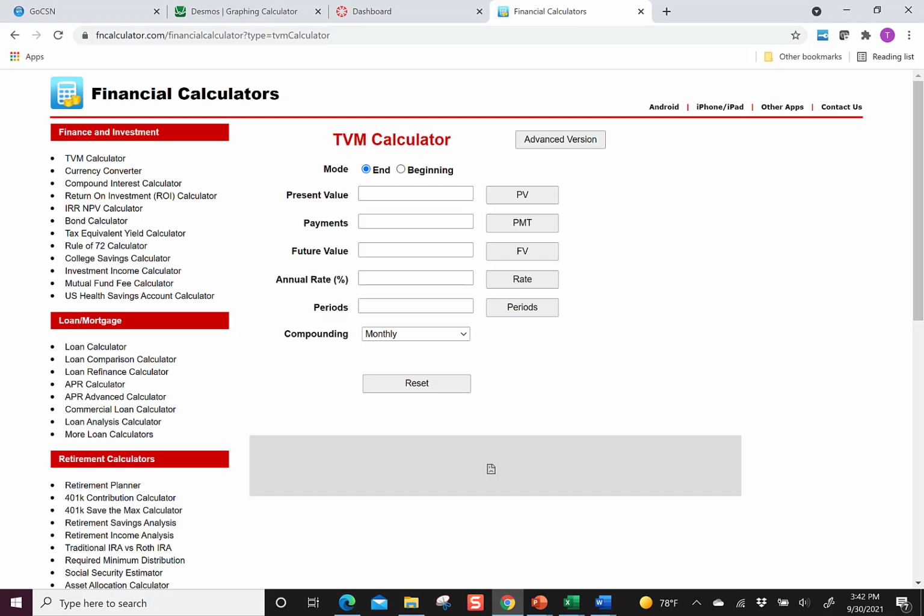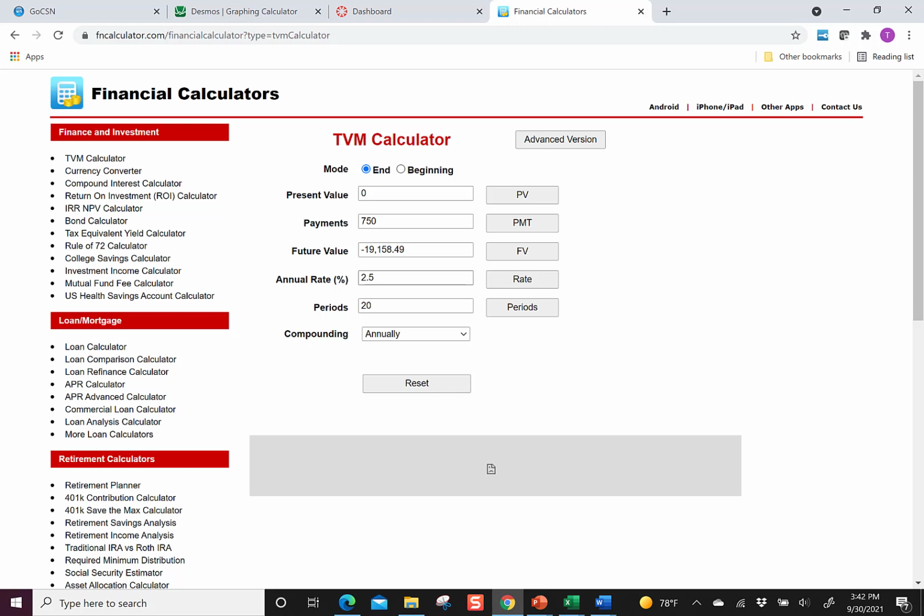All right, to start, make sure it's on the end. The present value is 0 because we didn't have one. The payments that we said we were making were $750 a year. The future value is what we want to find. The interest rate was 2.5, and notice I put 2.5, not 0.025. The periods were the total number of years, which were 20, and then we want to say the compounding was annually. So I go to the future value, I hit the FV, and it says $19,158.49.